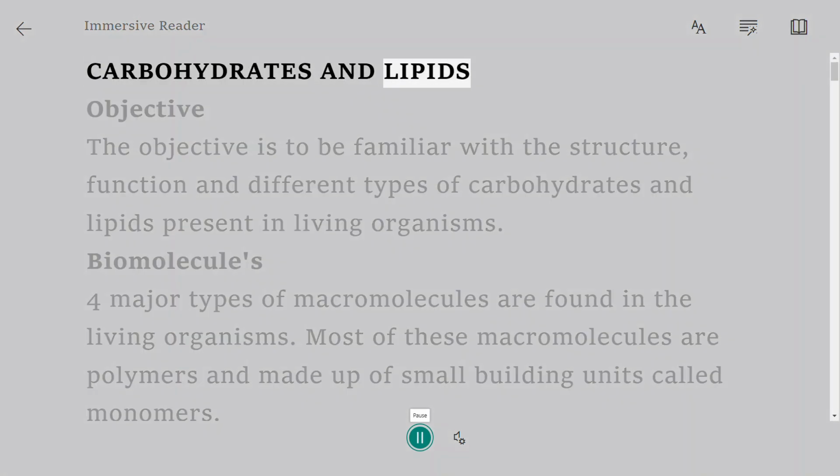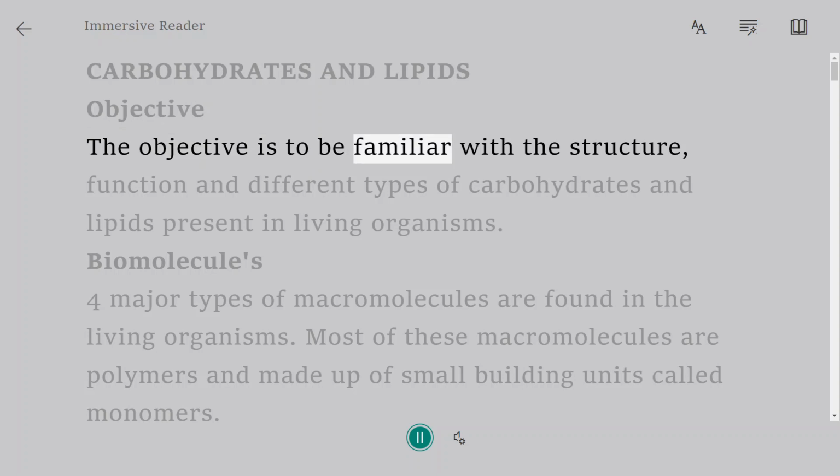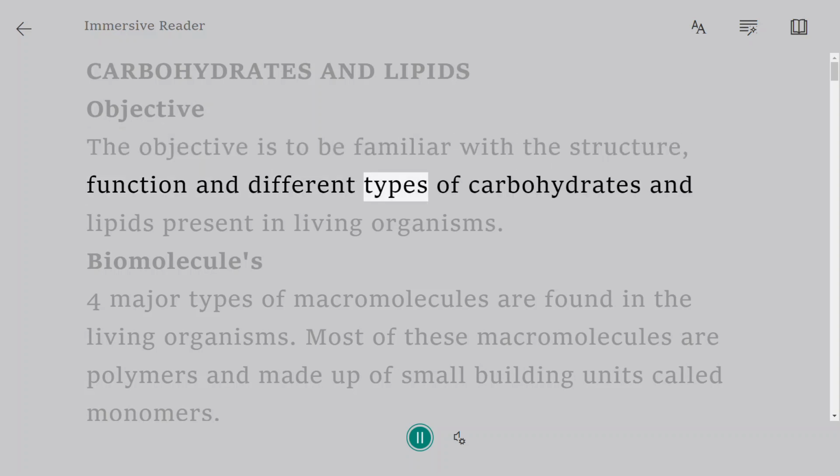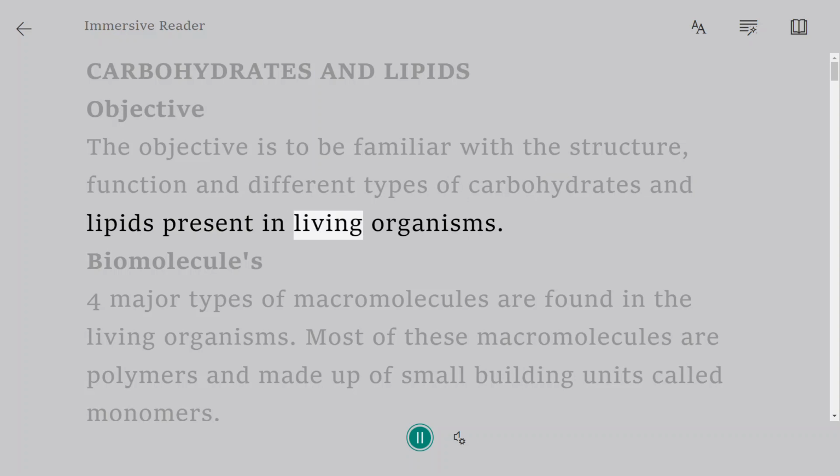Carbohydrates and Lipids. Objective. The objective is to be familiar with the structure, function, and different types of carbohydrates and lipids present in living organisms.